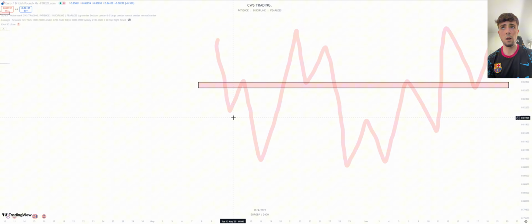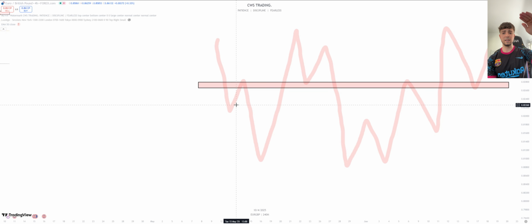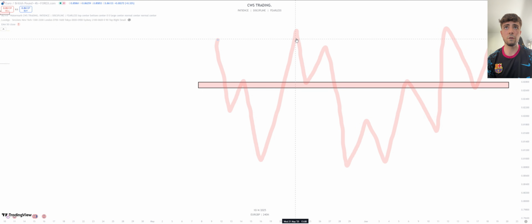So when we are below, you think of it as a ceiling and a floor. Okay, so when we are below, the ceiling is knocking us down when we tap into it. And when we are above, the floor, we are bouncing off of the floor. Okay, so when we're underneath, we want price to use it as resistance, and when we break through, we want price to use it as support. Okay, so that is simply what a support and resistance zone is.